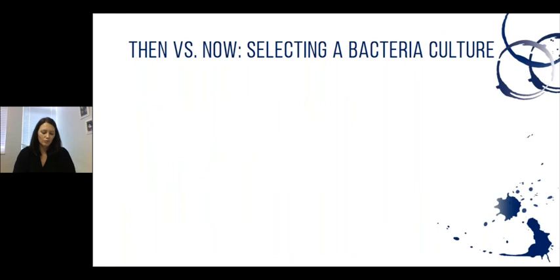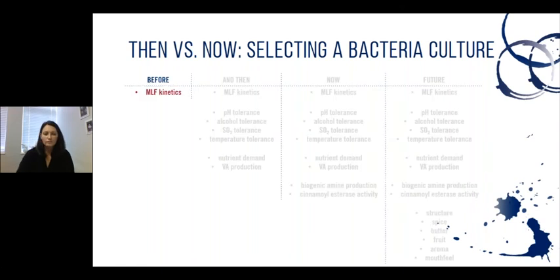Okay, so winemakers, things have changed a lot in terms of what is available to choose from as a bacteria culture. And I'd like to go through how things have changed, how we used to select bacteria cultures, and where I think the selection process will go in the future. So originally, it was really, does this thing do malolactic fermentation? That was the only consideration. I just want the fermentation done, and I want it done as fast as possible.